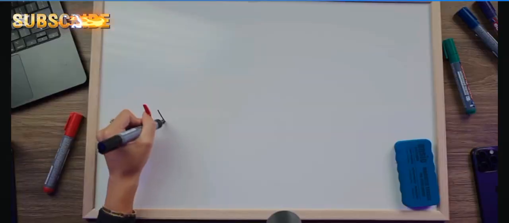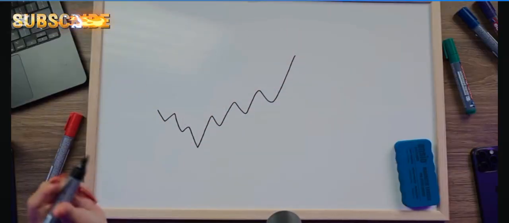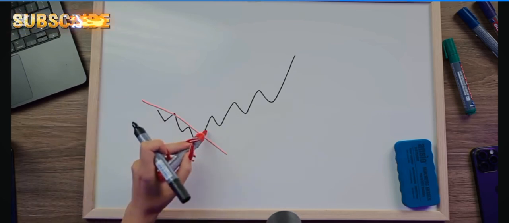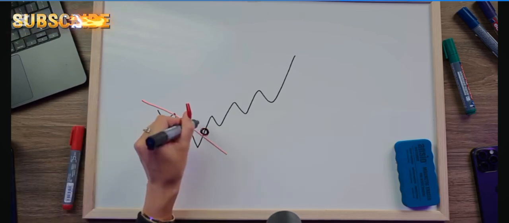Now let me draw you an example here. So you've got price moving. We've got a trending market here. Now, going over a similar scenario where we are presented with a break of a downward trend line. This is our entry here. We entered a long position right here.